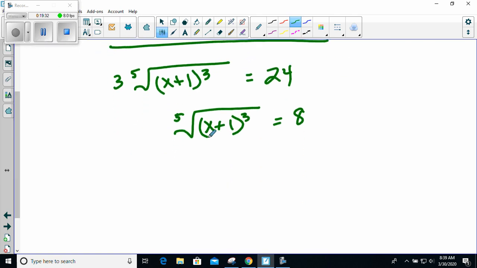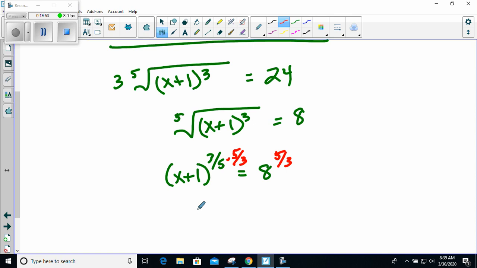Alright, now, if I'm leaving this as a radical, that's fine. But here's the thing. At this point, it's just like, my goodness, Mr. Maston. Let's turn it back into rational. (x plus 1) to the 3/5 equals 8. That would require me to raise both sides to the 5/3.